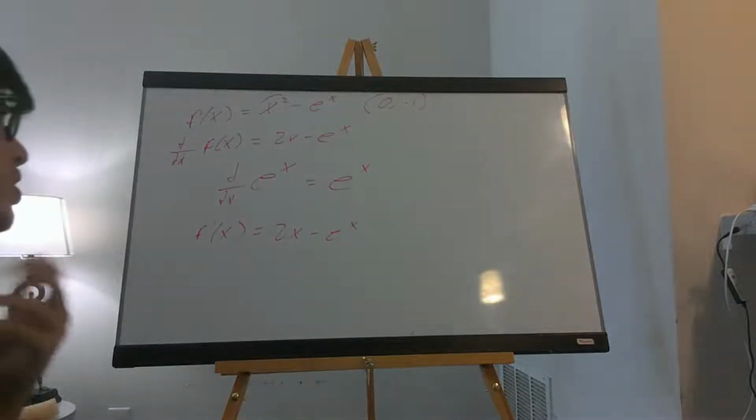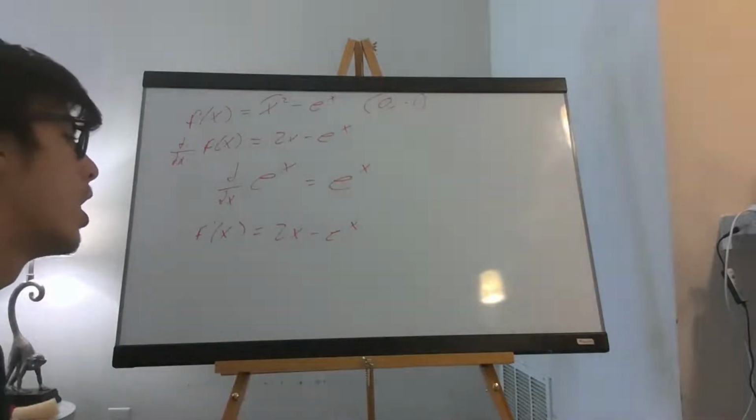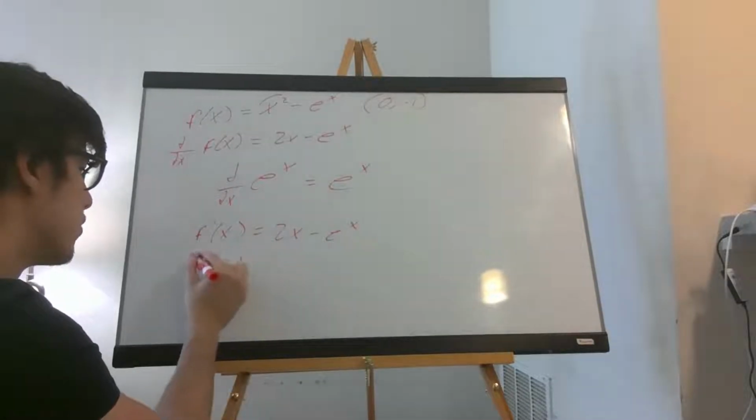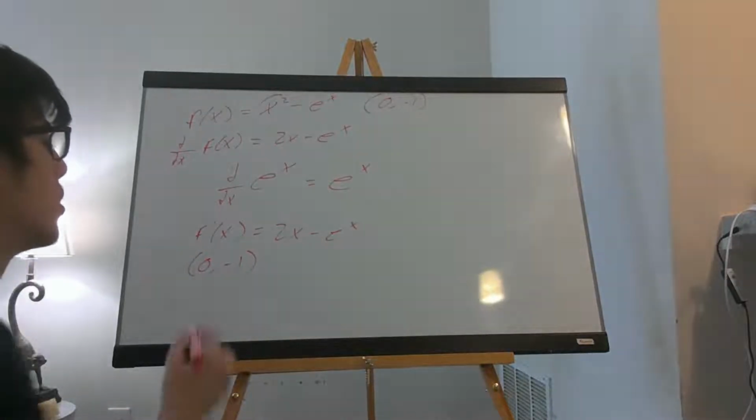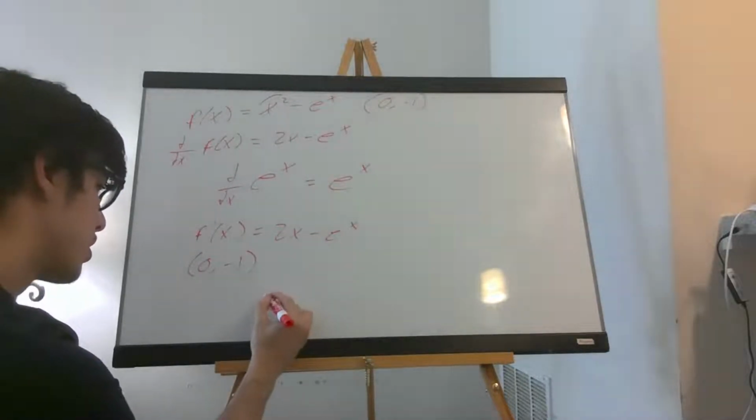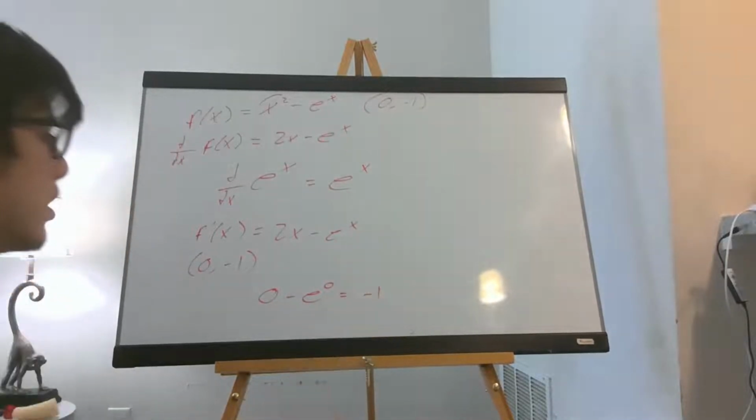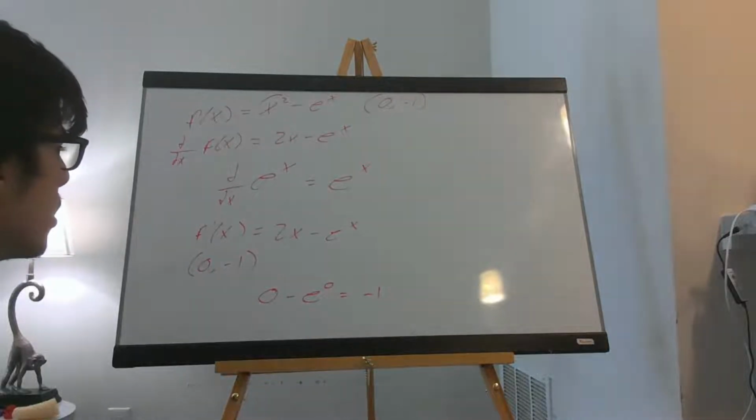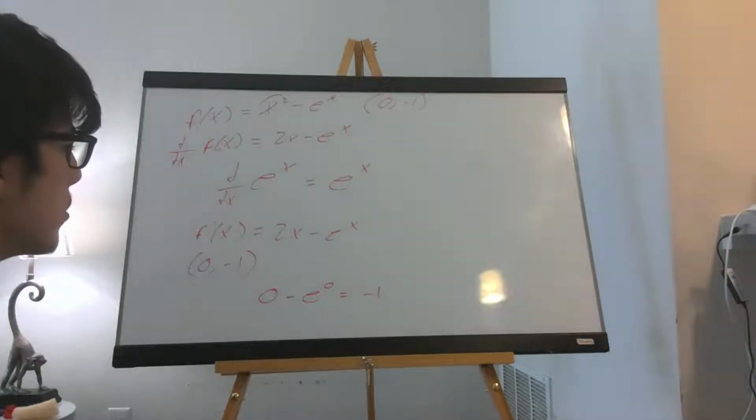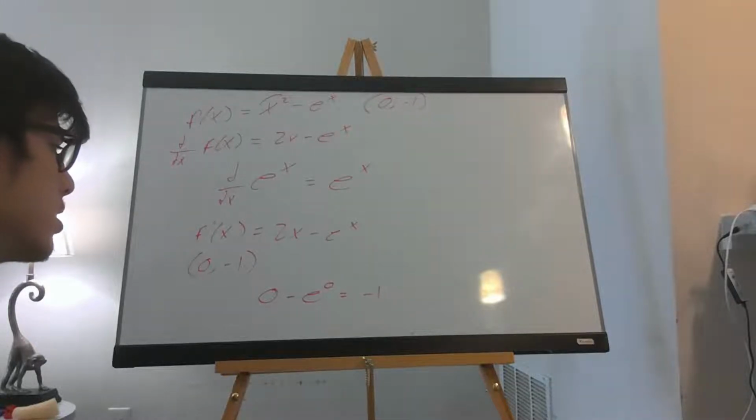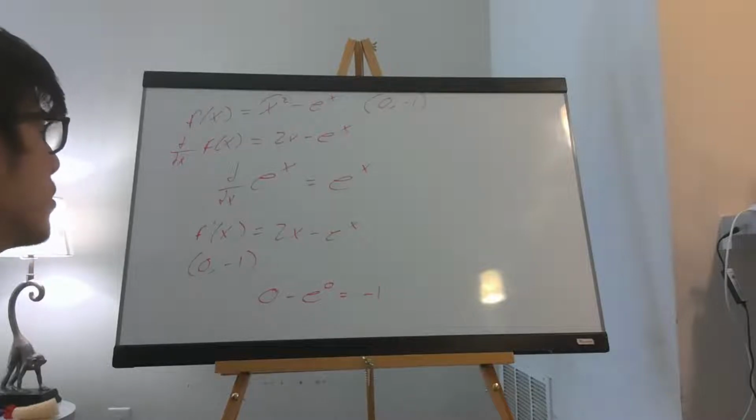So now we want to find the slope of the tangent line, so I'm going to plug in some points. Our x value is 0, so that's going to give us 0 minus e to the 0th power, which is equal to -1. So mx plus b.